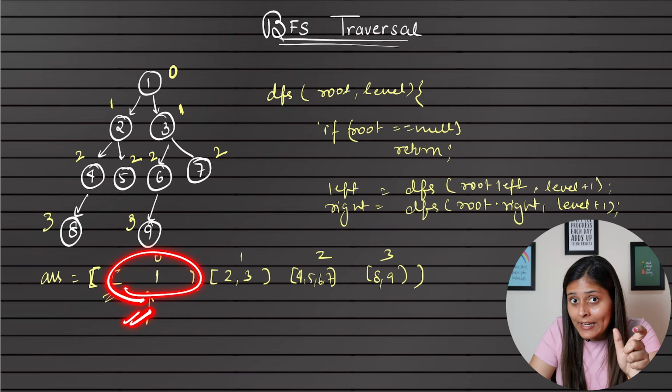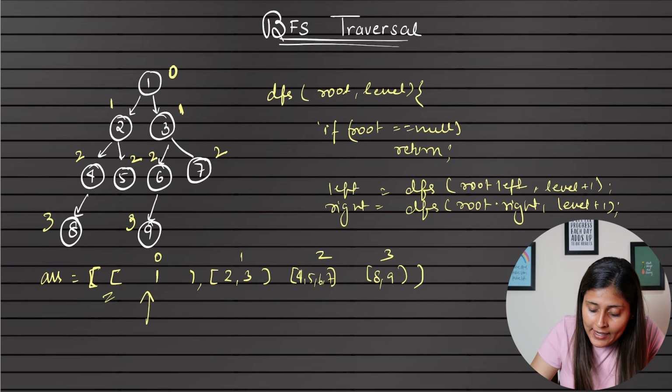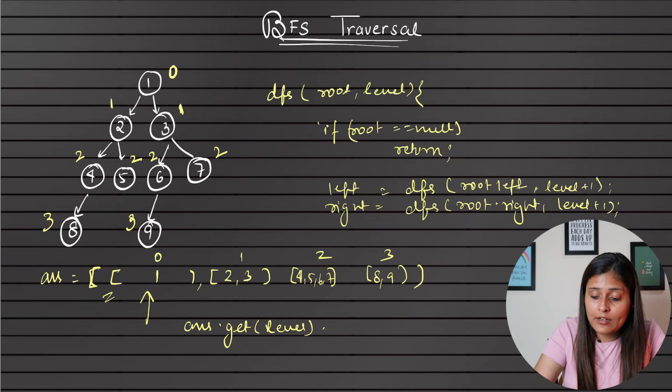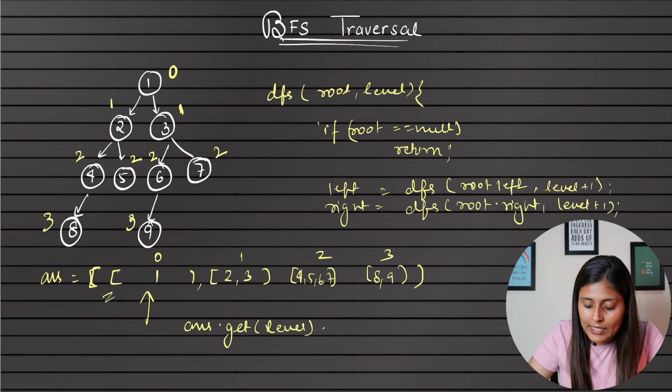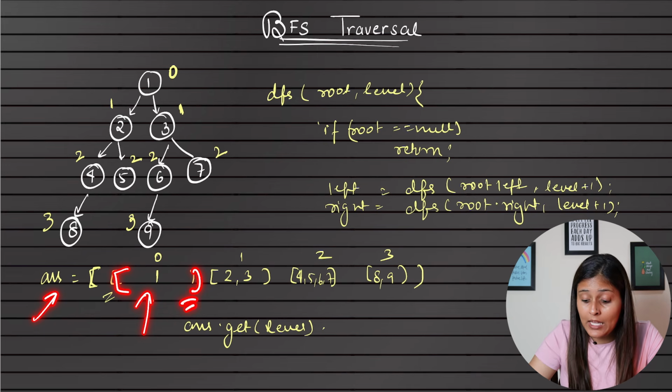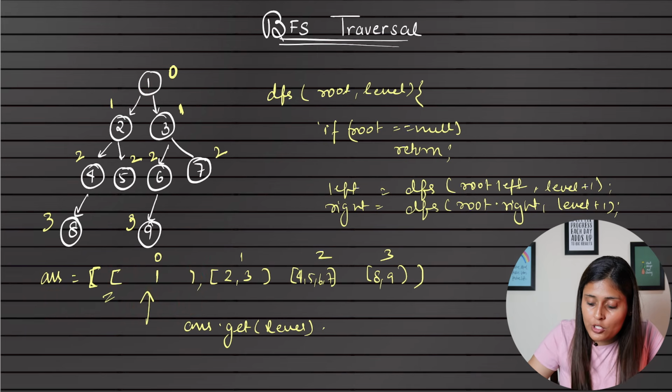Level is nothing but index. So answer, can I write like this, answer dot get level, not I, sorry, level. So answer dot get level, what will it give? In the answer, go to that index. Done. Now here I have to add what? Can I say node value? Yes. So I will say dot add what?